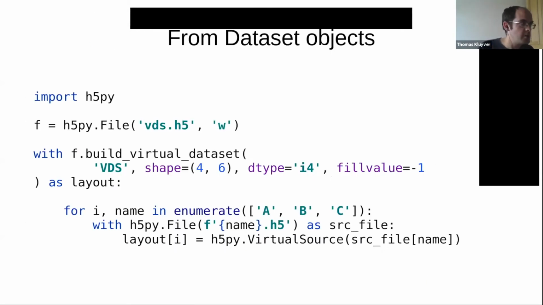We've also got a shortcut if you've got an existing data set. As was mentioned earlier, you can create virtual data sets whether or not the source data sets exist. If they do, then you can create the virtual source from an h5py dataset object, and that automatically copies all of the necessary information: the file name, the path inside the HDF5 file, and the shape of that. So you don't need to spell that all out again.